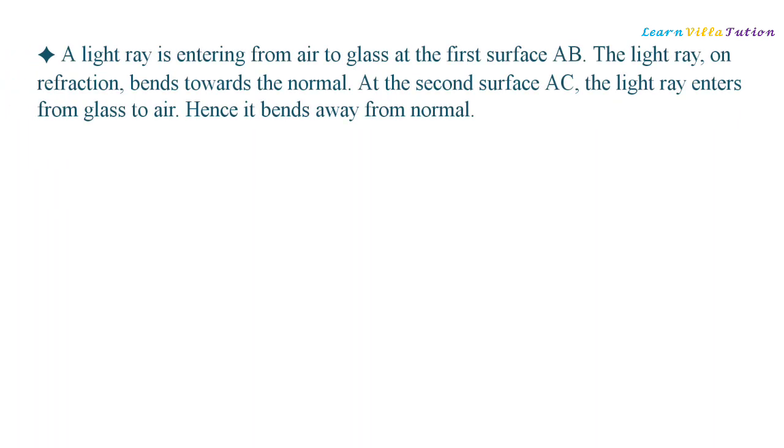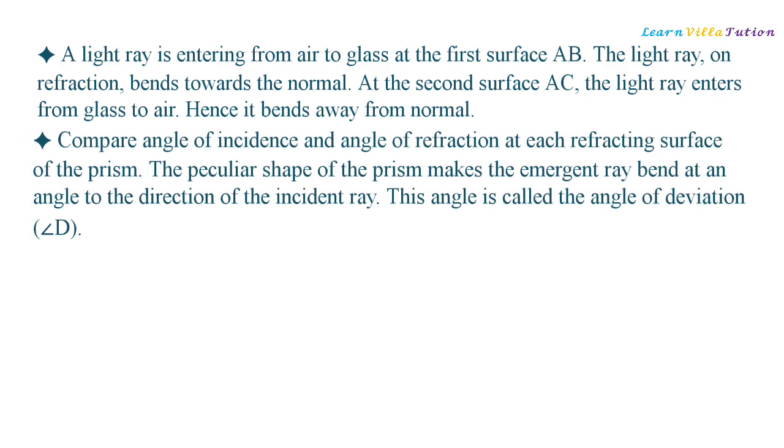A light ray is entering from air to glass at the first surface AB. The light ray, on refraction, bends towards the normal. At the second surface AC, the light ray enters from glass to air. Hence it bends away from the normal. Compare the angle of incidence and angle of refraction at each refracting surface of the prism. The peculiar shape of the prism makes the emergent ray bend at an angle to the direction of the incident ray. This angle is called the angle of deviation, D.